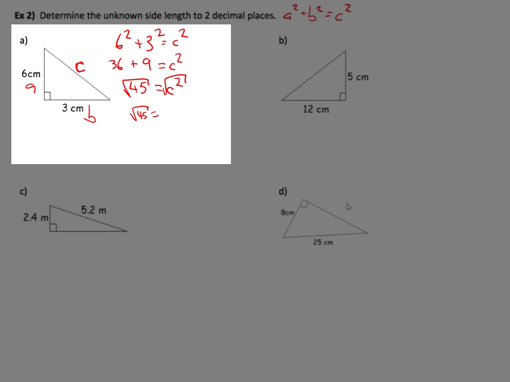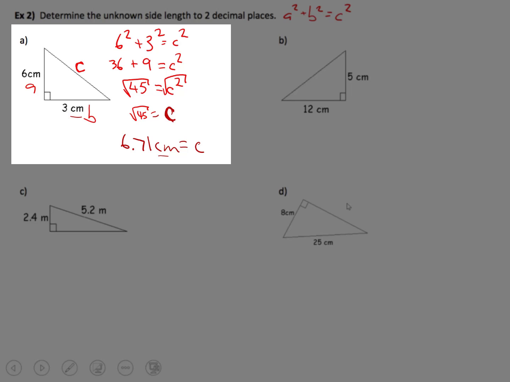So I'm not taking the square root yet. I'm just writing square root of 45 is equal to C. So there's my C there. Square root of 45 is, to 2 decimal places, 6.71 centimeters equals C. Remember, it's centimeters because our example is centimeters.